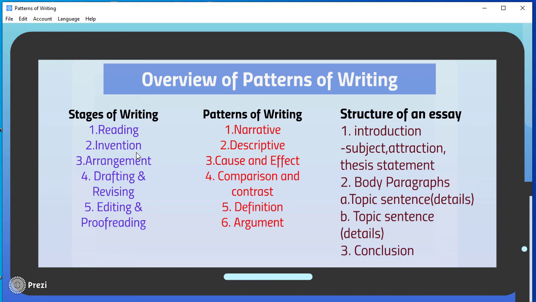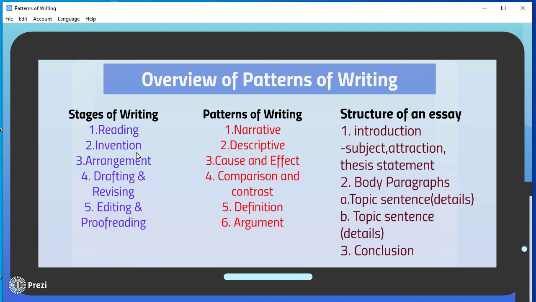And you have to write body paragraphs. There will be two or three or four body paragraphs. And then in each and every body paragraph, there will be one topic sentence. What is the topic sentence? The topic sentence is the main sentence, the important sentence, that is related with the thesis statement. Topic sentence is generated on the basis of the thesis statement.